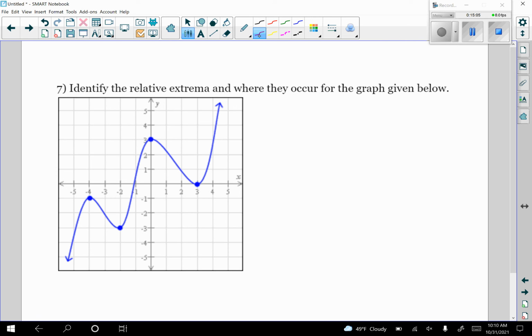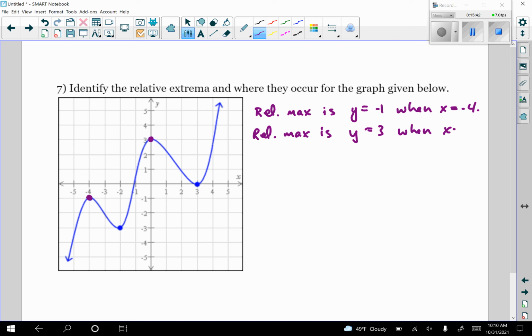7, identify the relative extrema, so all the maxes, all the mins, the local maxes and mins, and where they occur. We're just going to write these out in statements here. Right here and here we have our local max or a relative max, so we need two statements here. The relative max, first going with the furthest left one, is y equals -1 when x equals -4. Our second one, y equals 3 when x equals 0.